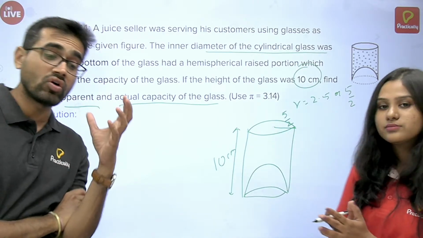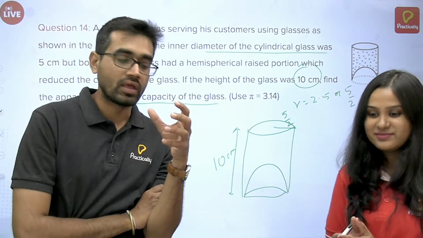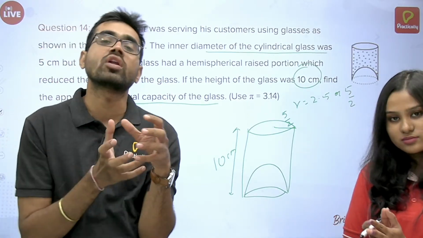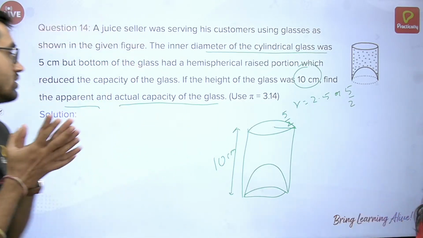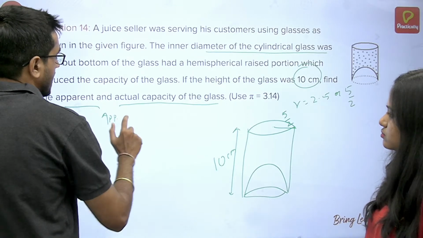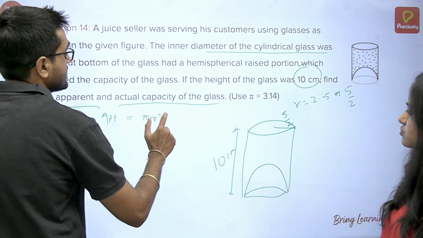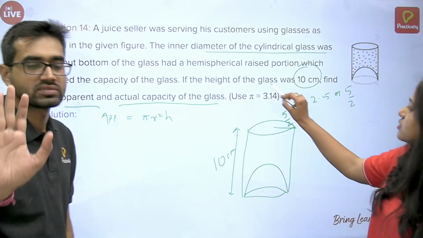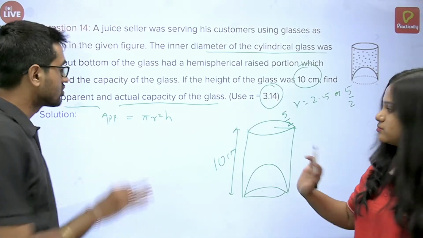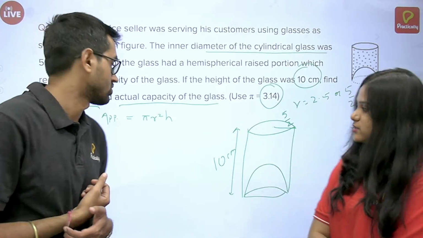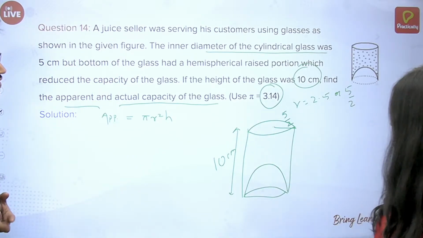I feel like I'm holding a cylinder, but then I'm not holding a cylinder. I'm holding a combination of a cylinder with a hemisphere. So apparent will be very simple: apparent appears to be pi r square h. I know r, I know h. You can solve it. You have to put the value of pi, because we have to find the apparent values.